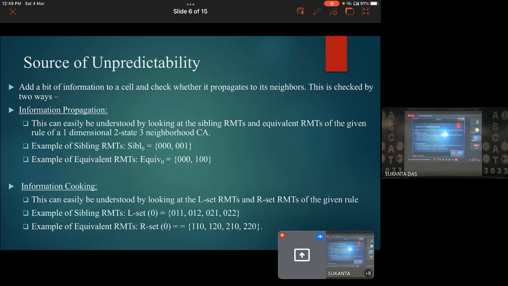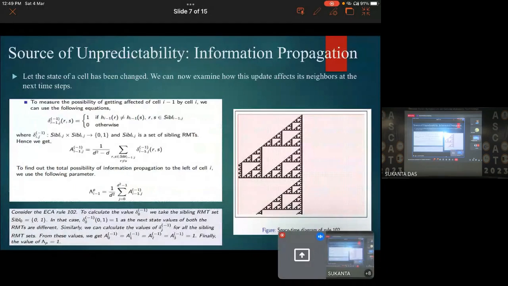That is, if we change one cell, this change will depend on its left cell as well as right cell. Now if we change one bit of information, we need to check how this change is propagating to its neighbors. So for one bit of information changing, we name the information flow as information propagation. If we change two bits of information, we name it as information cooking. So information propagation basically says that if the state of a cell has been changed, then we will check how it will propagate to its left neighbor or right neighbor.